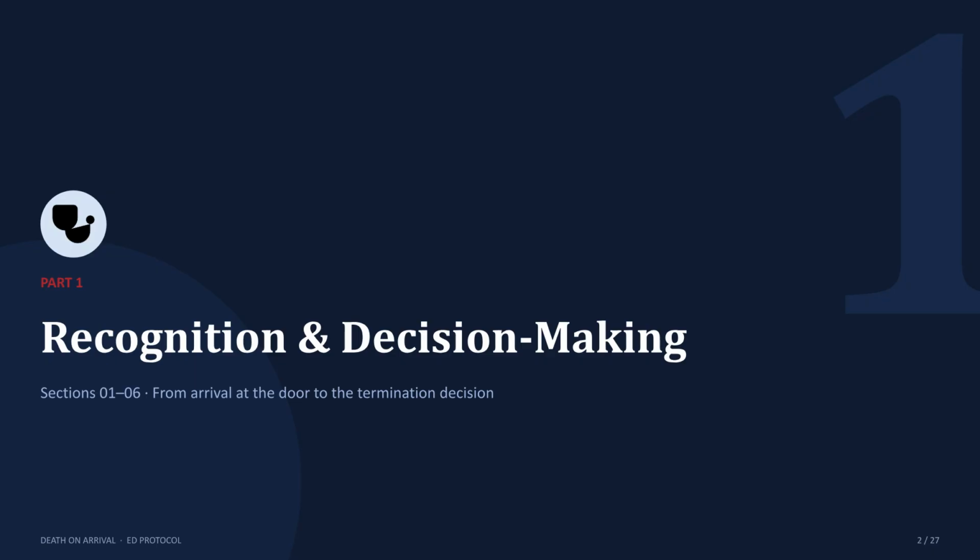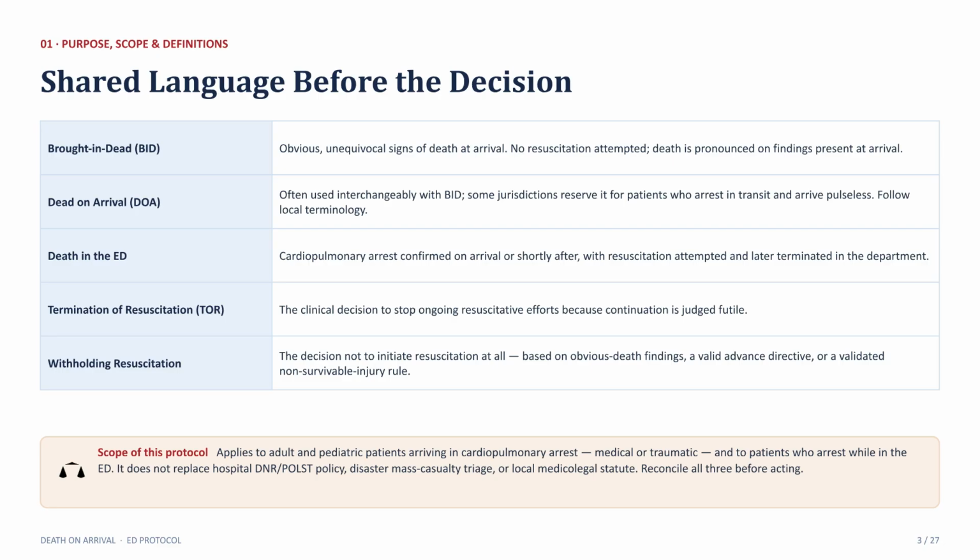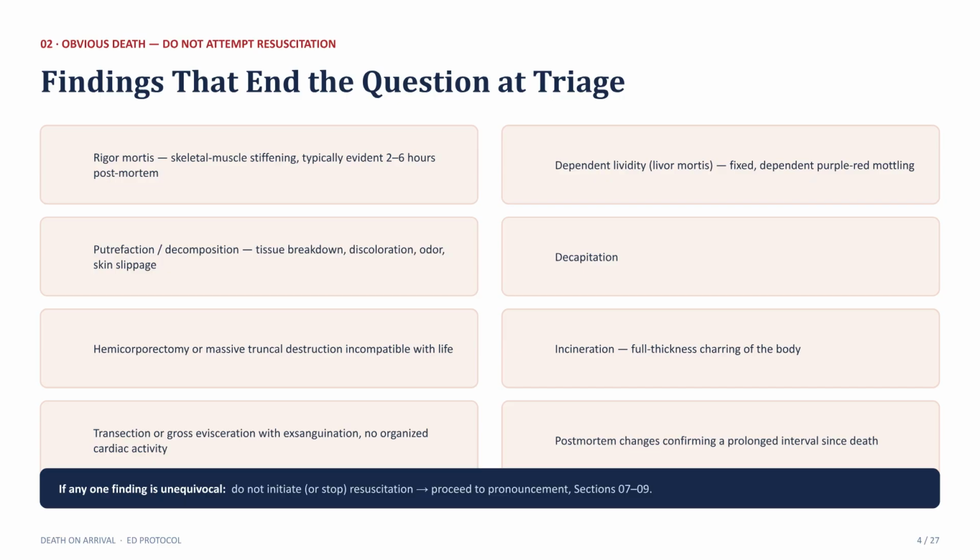at the door until the decision to terminate is made. To ensure effective teamwork, we must use shared language. This protocol clearly defines terms like brought in dead, DOA, death in the ED, and the rules for termination or withholding. Certain findings like rigor mortis, decomposition, or massive truncal destruction serve as unequivocal evidence of death, at which point resuscitation should not be initiated.